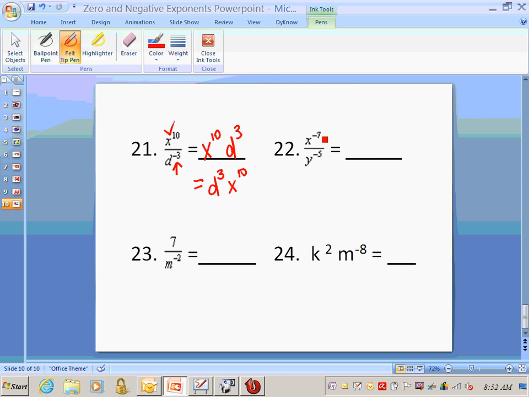Okay, 22. Is the x all right? No, it's got to go down. Is the y all right? No, it's got to go up. So we're actually going to what? Flip them. So I'll have y to the 5th over x to the 7th.